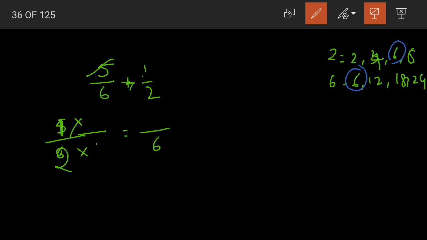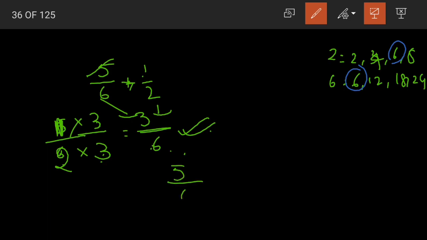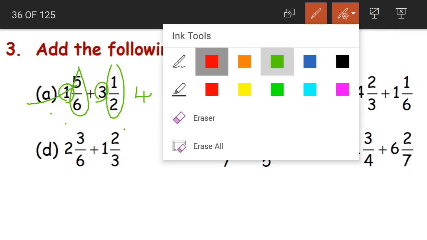Now coming to 1 by 2, 2 into 3 becomes 6. So we are multiplying the numerator with 3 as well. 1 3s are 3 divided by 2 3s are 6. So 3 by 6 is our resultant fraction. Let us add the fractions. 5 by 6 plus 3 by 6 is equal to 8 by 6.